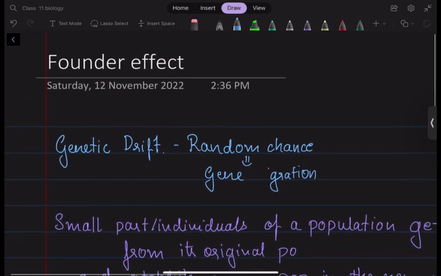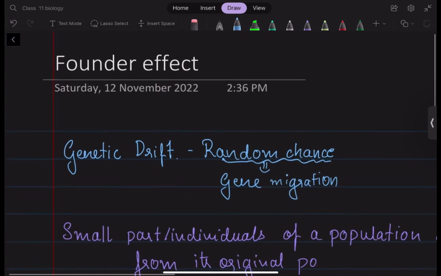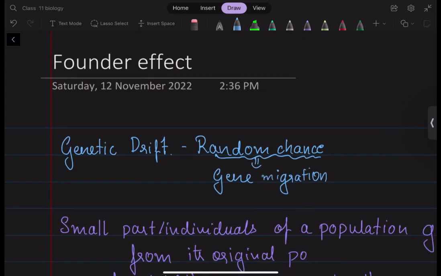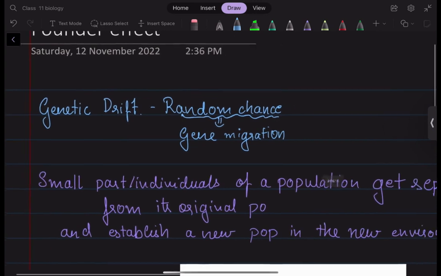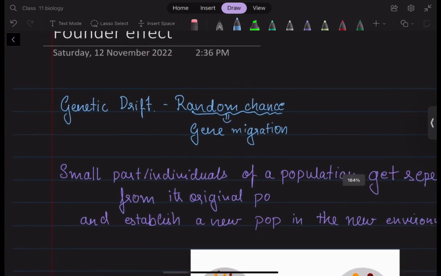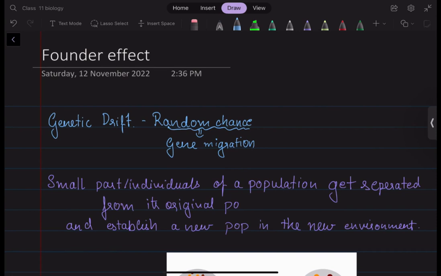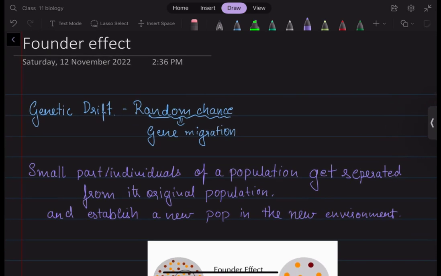this founder effect happens randomly by chance. So when gene migration happens randomly by chance, we call it genetic drift, and this founder effect basically refers to when a small part of the population or a group of individuals gets separated from the original population and they establish a new population in the new environment.